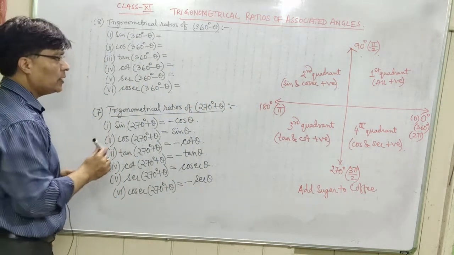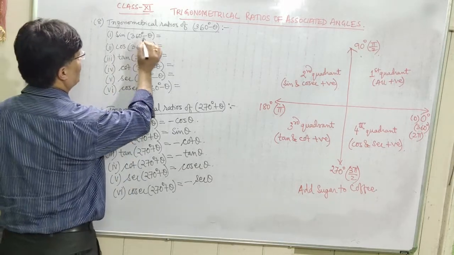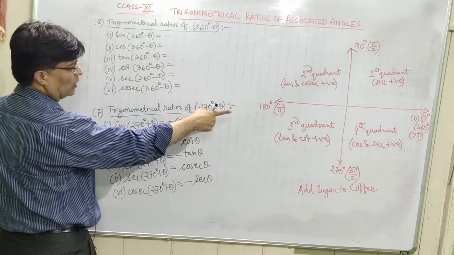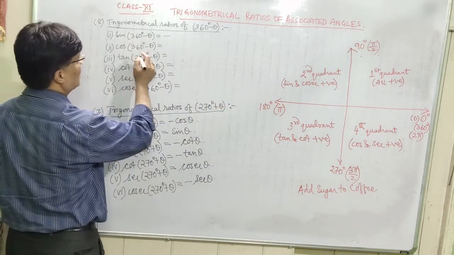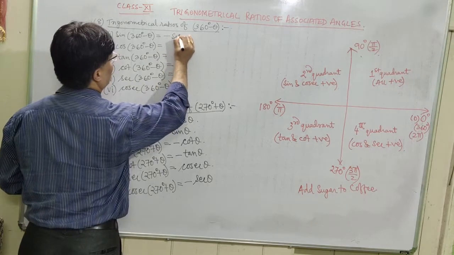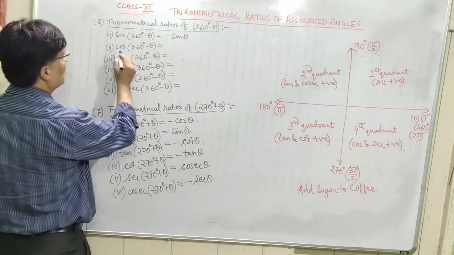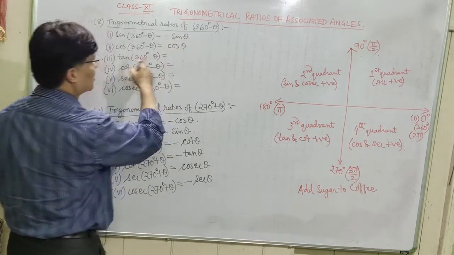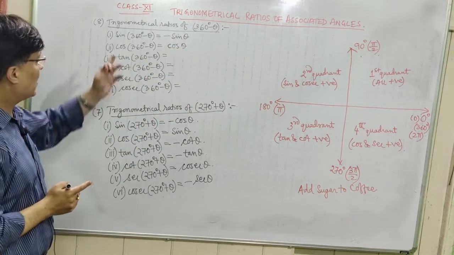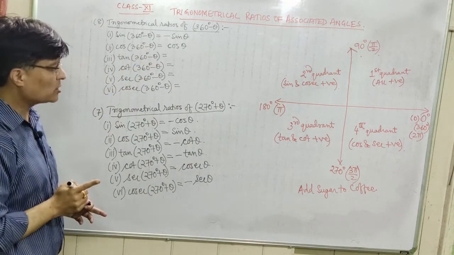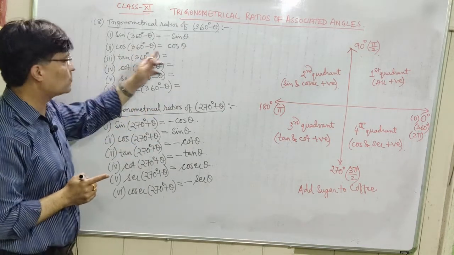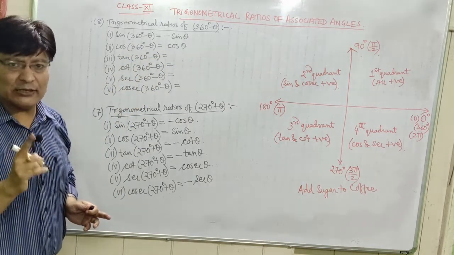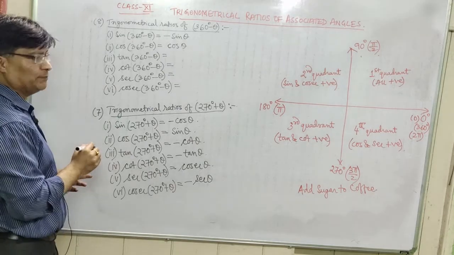Now, what is the formula for sine 360 minus theta? It is minus, because in the fourth quadrant, only cos and sec are positive, but sine is negative. So, minus sine theta. Is that clear? What is cos 360 minus theta? It is cos theta, because cos is positive in the fourth quadrant. Cos remains as it is, because 360 is 90 degree into 4, which is even multiple of 90.